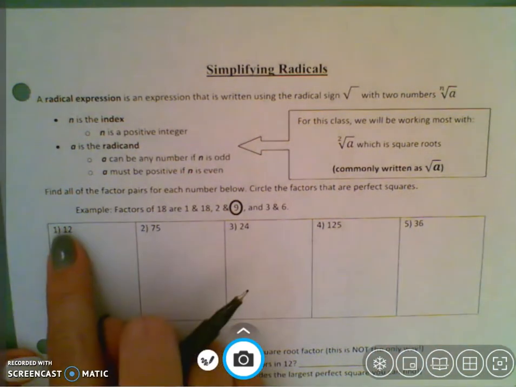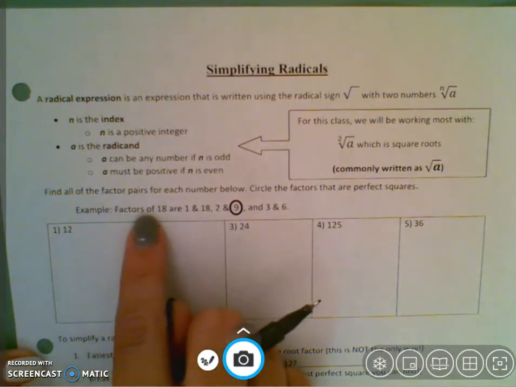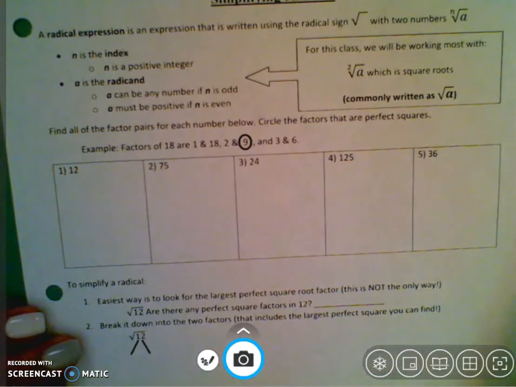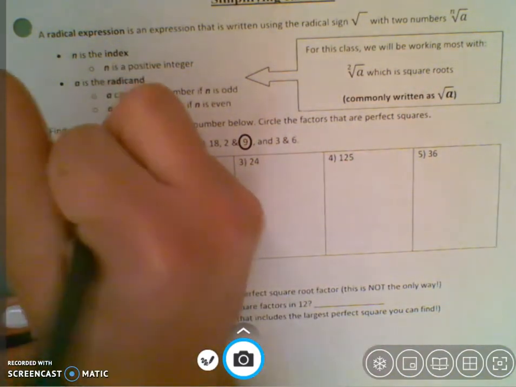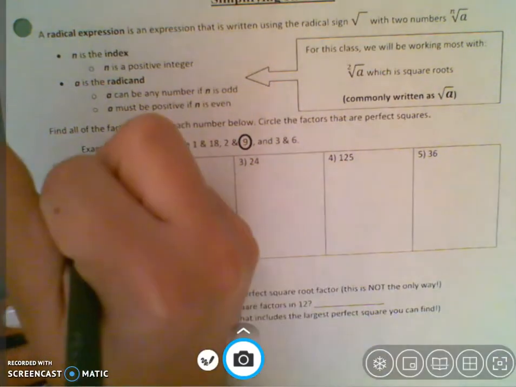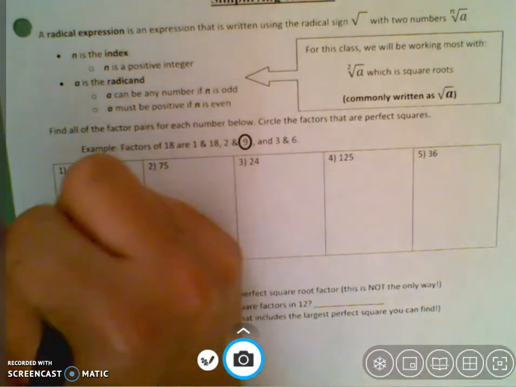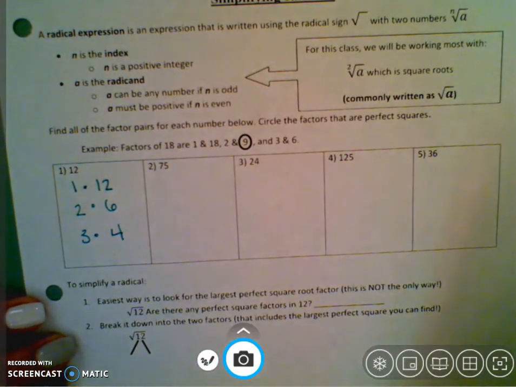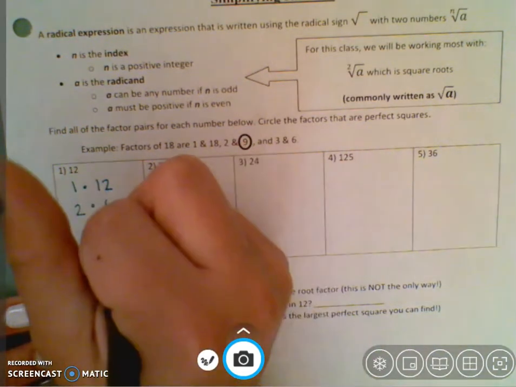So the first part says find all of the factor pairs for each number below, and then circle the factors that are perfect squares. So we need to find all the factors of 12. The numbers that make 12 are 1 and 12, remember we're multiplying, 2 and 6, and 3 times 4. So out of these, are any of these perfect squares? Well, a perfect square would be 4.